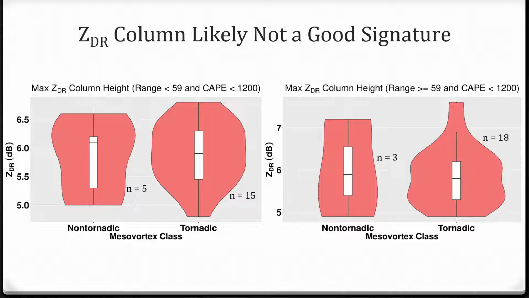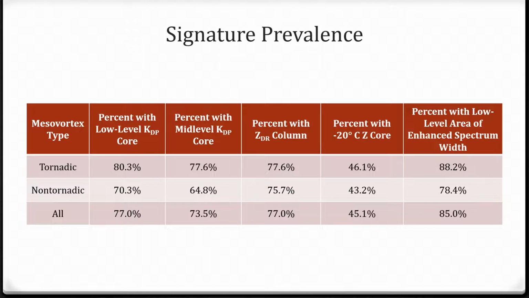I'm showing a close or low CAPE, so below 1200 joules per kilogram, and different ranges, less than and greater than 59 kilometers. We don't see differences here, and the same is true if we look at those high CAPE environments, so CAPE greater than 1200 joules per kilogram.